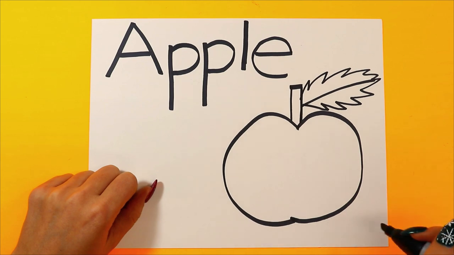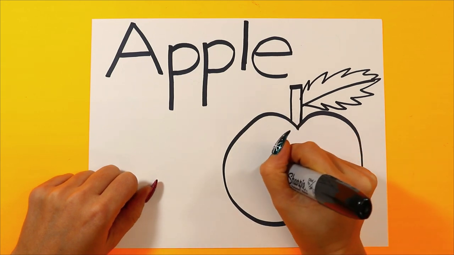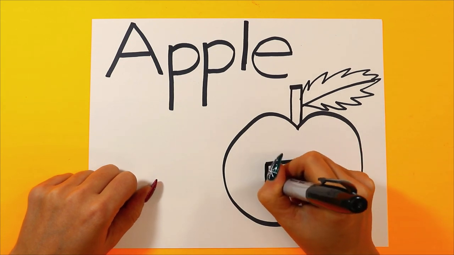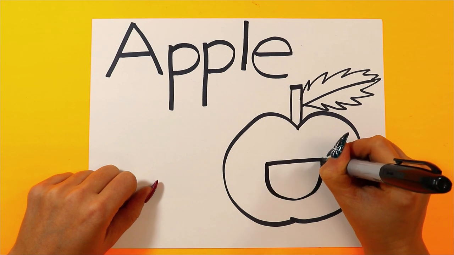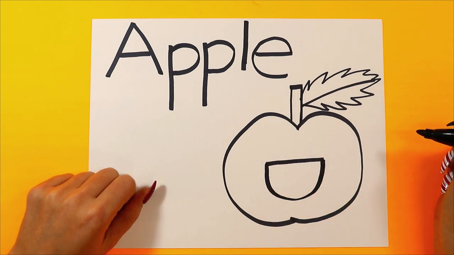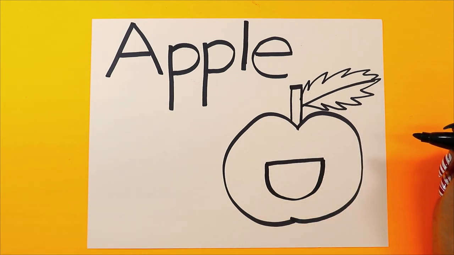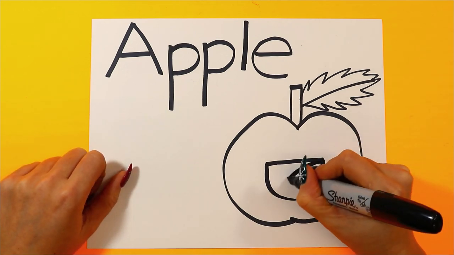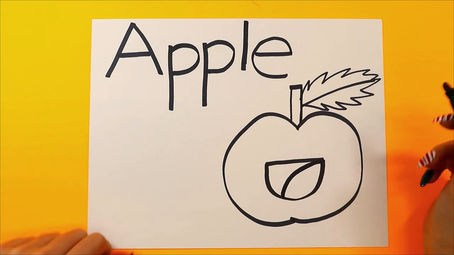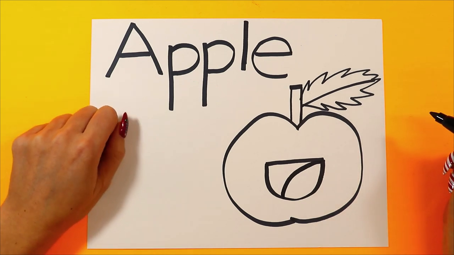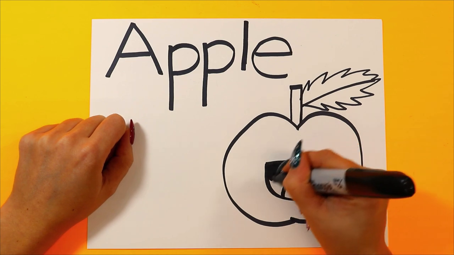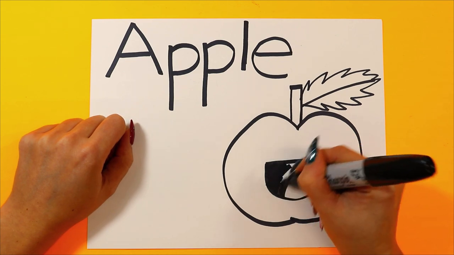On the apple, let's make a face. Let's draw a line in the middle. Let's connect the bottom with a letter U shape or big curving line. From one corner down to the bottom, let's draw another curving line for the mouth. And then we can color in the dark of the mouth, leaving that tongue white for now.